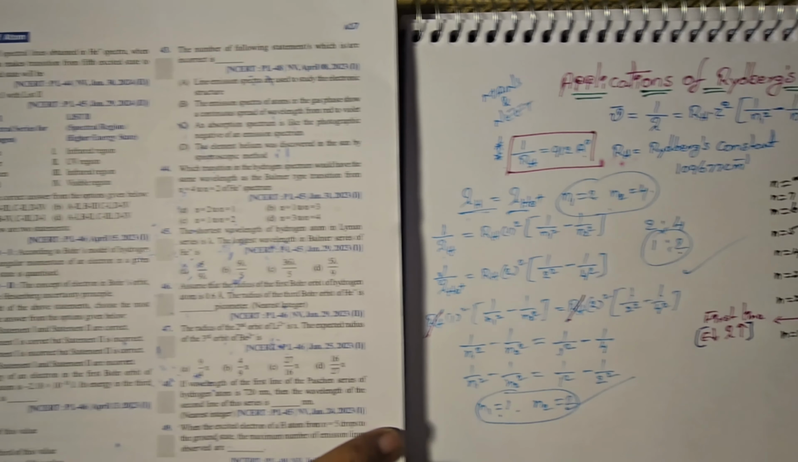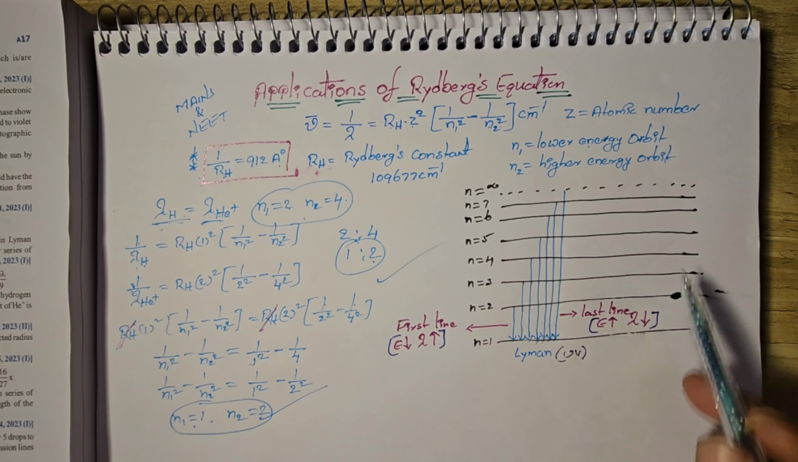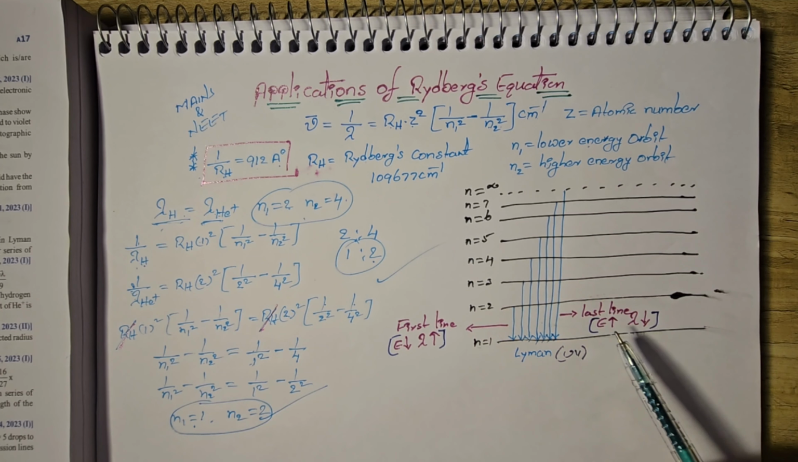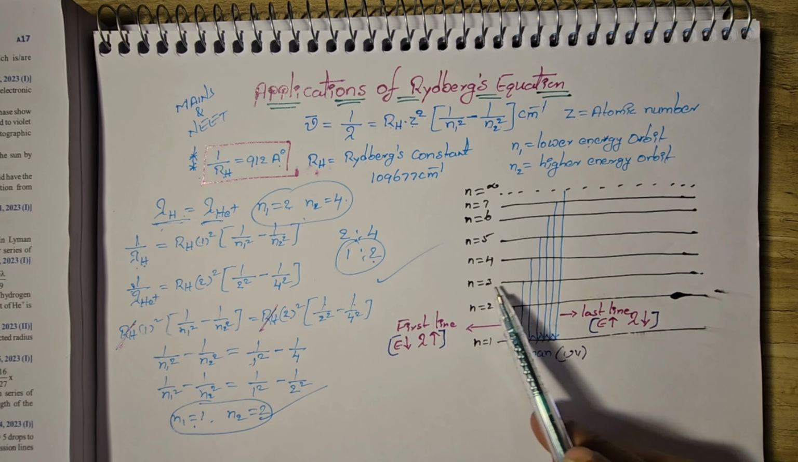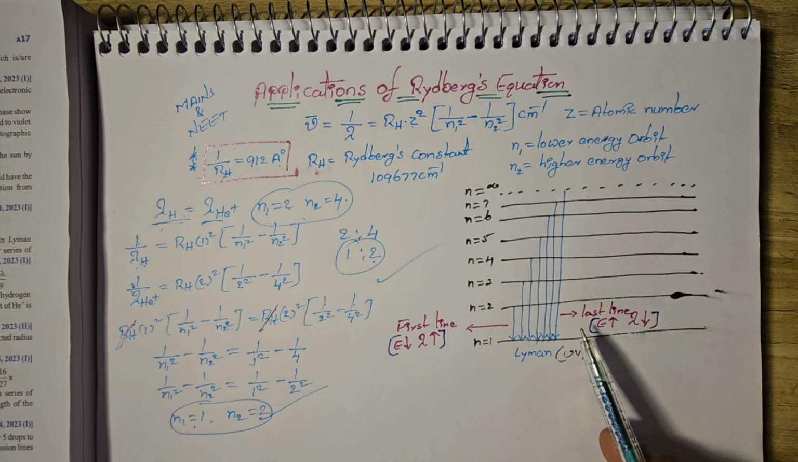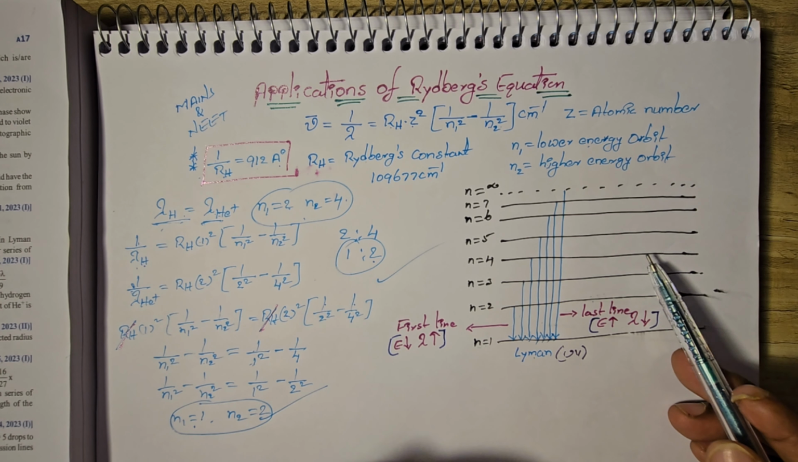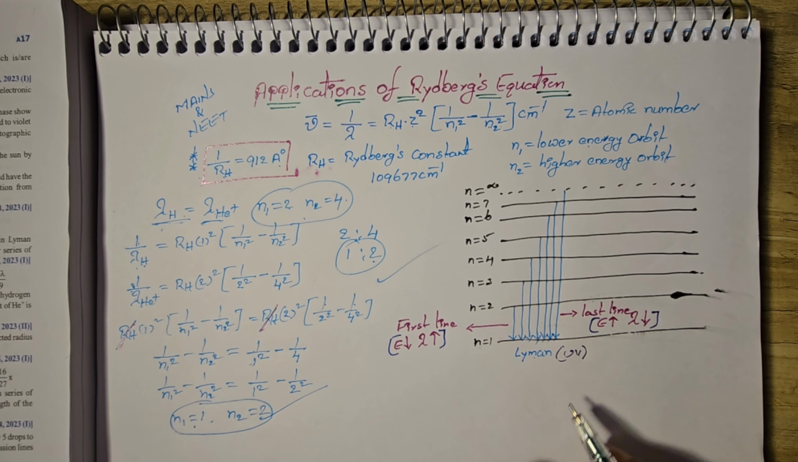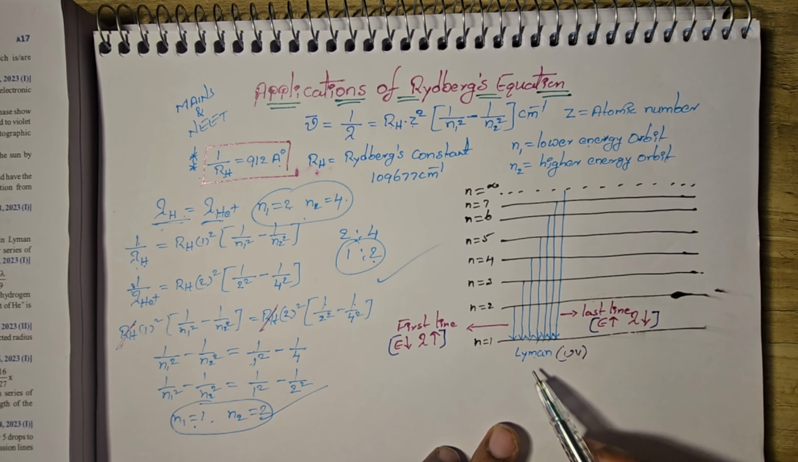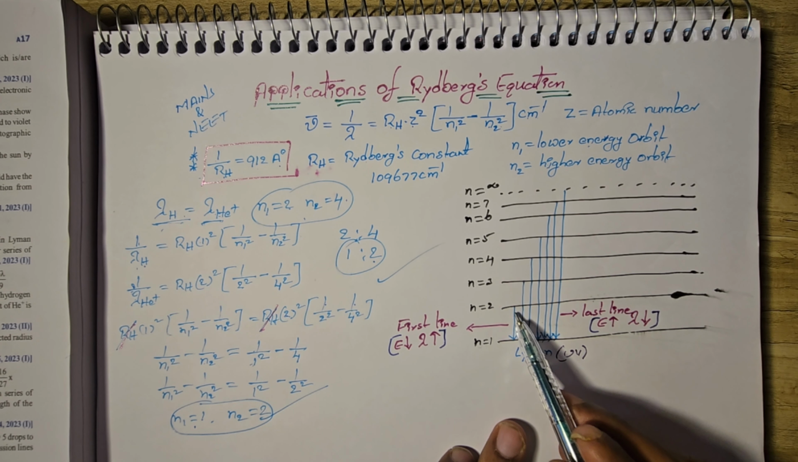Observe the hydrogen spectrum once. What is the hydrogen spectrum? You already know this is the hydrogen spectrum. In the hydrogen spectrum, these are orbits and these are the spectral lines. In the hydrogen spectrum, we have different spectral lines: Lyman series, Balmer series, Paschen series, Brackett series. You know that already, series of lines. In every series, whether Lyman, Balmer or Paschen, this is the first line.